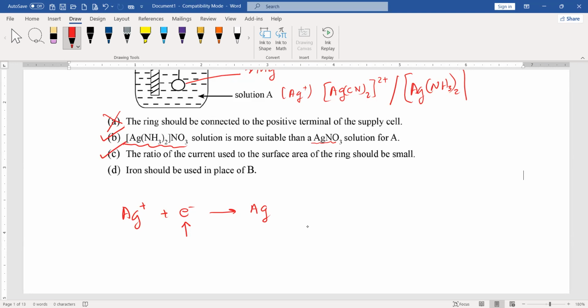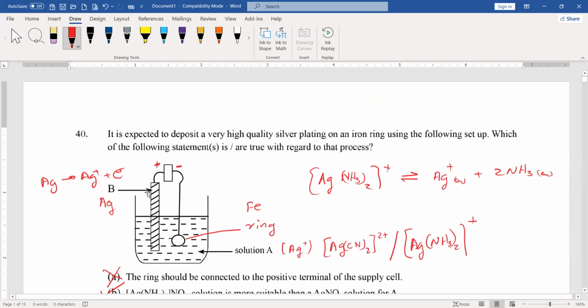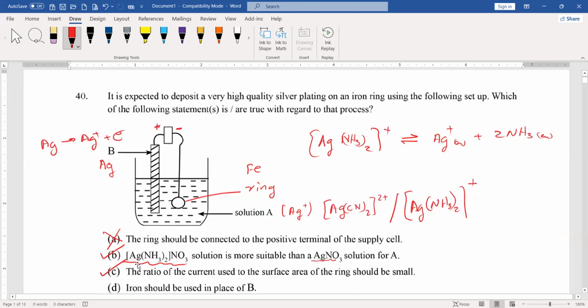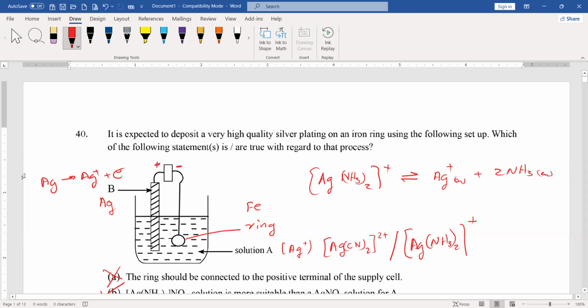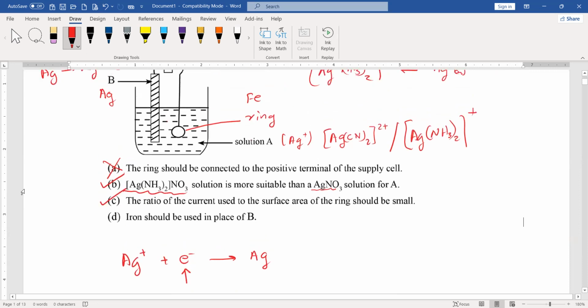Next one, zinc should be used in the place of B. No, we have to have silver. Otherwise, silver may be plated until the silver ions cease in the solution, but it's better if you can provide silver ions continuously to the medium, then it will continue the plating process because we have enough Ag plus ion concentration. Here, this is the reaction, Ag gives Ag plus plus electron. So B must be silver rod or silver metal. So B and C are correct. The answer is 2.